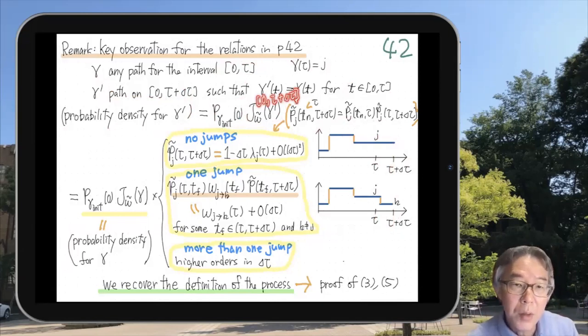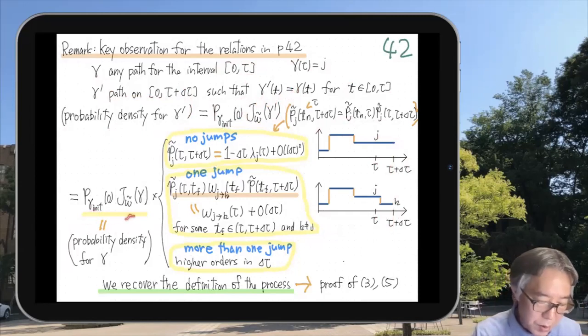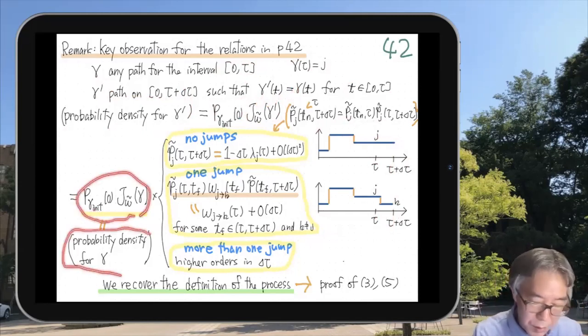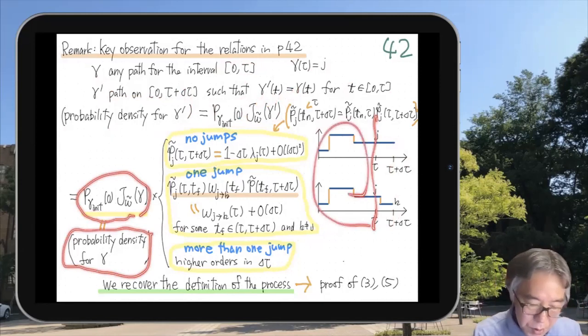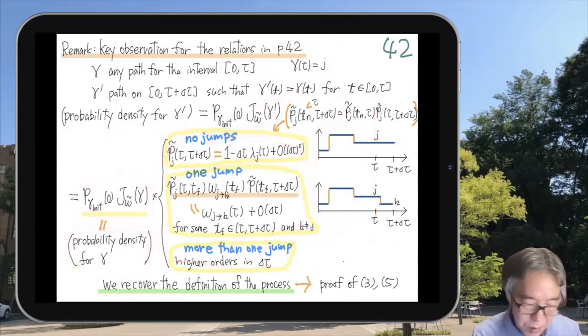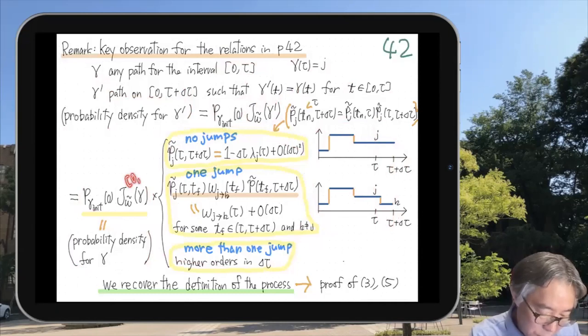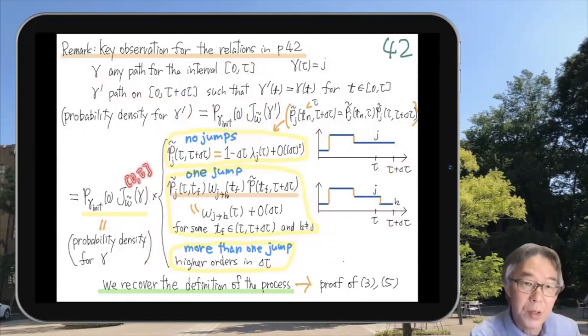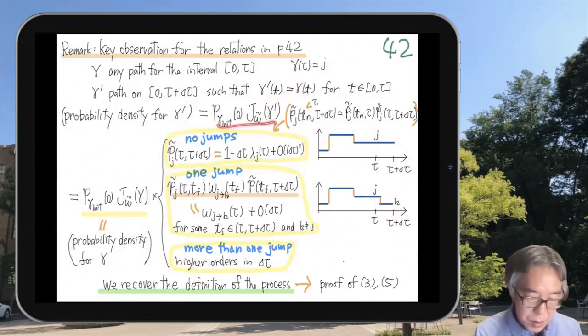Now we want to rewrite this as a product of the probability density for gamma times some correction, some extra term. Of course, the probability density for gamma is written in this way. Again, this is abbreviated notation. This is a transition probability density for the time interval from 0 to tau, while this one is from time 0 to tau plus delta tau. Anyway, we want to decompose it like this.